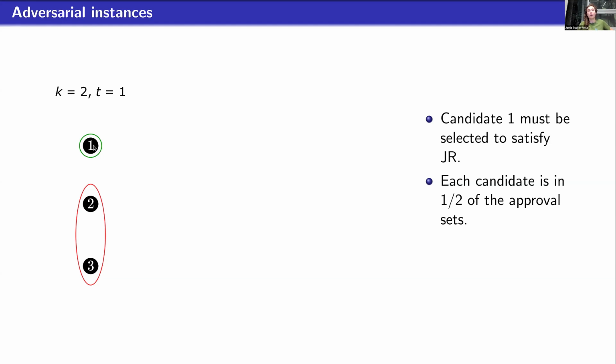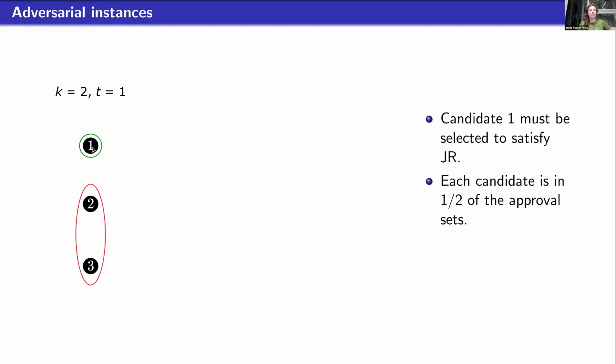So if I don't select 1, I violate JR. No one in this set is going to be happy if I don't select candidate 1. So I have to select candidate 1, but I only get to select 2 out of these 3. And with queries of size 1, these all look the same.